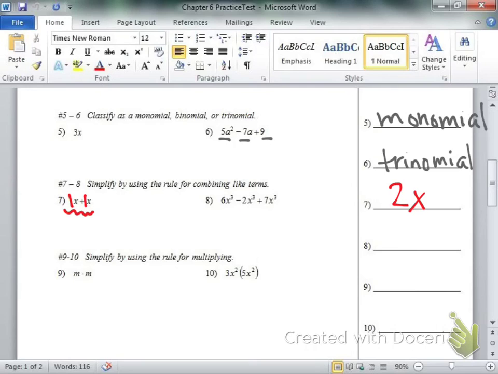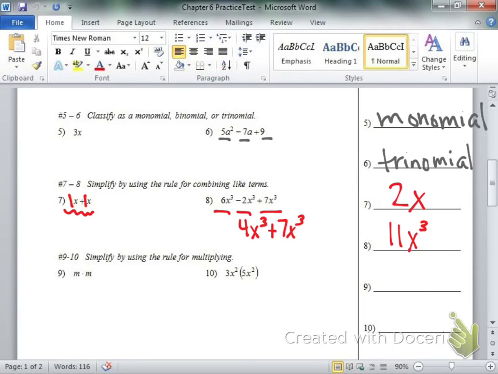Alright, 8 is a like terms problem as well. We have 3 spots where I see x to the third, so these are all like terms, so we'll just add or subtract the coefficients. We have 6x to the third minus 2x to the third, that's 4x to the third. Plus 7x to the third. That gives us 11x to the third.